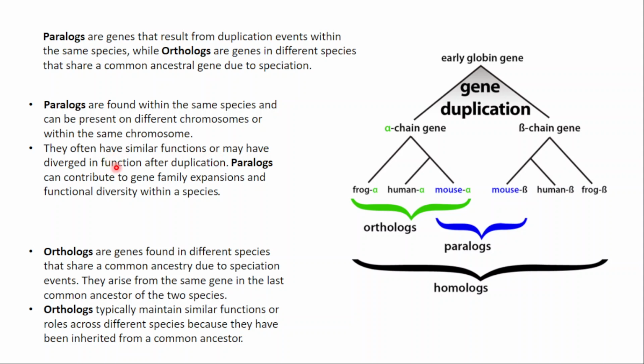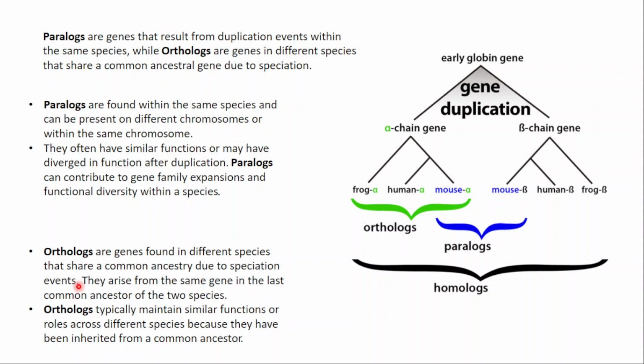So this is what was a possibility I was talking about. A gene has copied itself. Now it can be preserving the similar function, or can diverge in function after duplication. Paralogs can contribute to gene family expansions and functional diversity within a species. So, functional diversity within a species is brought about by paralogs, whereas orthologs are genes found in different species that share a common ancestry due to speciation.